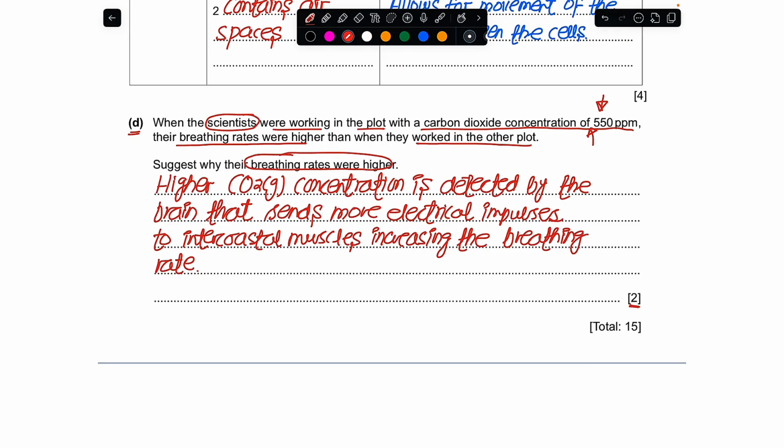Now we know that in these plots where the CO2 is higher, it would be detected by the brain. And the brain would send more electrical impulses to the intercostal muscles, and by that, it would increase their breathing rate. Because by working in this environment, they would be inhaling more CO2 into their body, and the carbon dioxide concentration is increasing in their blood plasma, so they would like to get rid of it. And that is why the body works in a way that brings about an increase in their breathing rate.